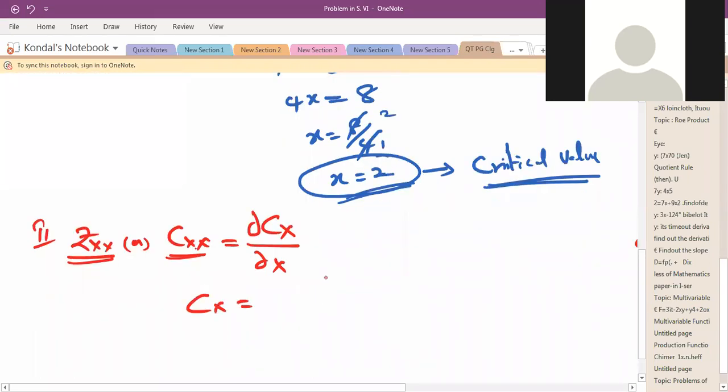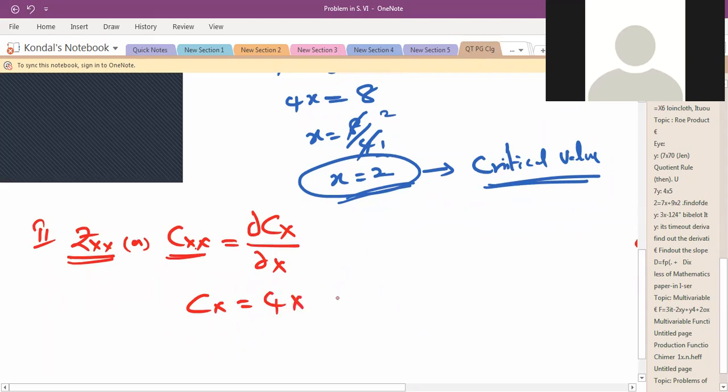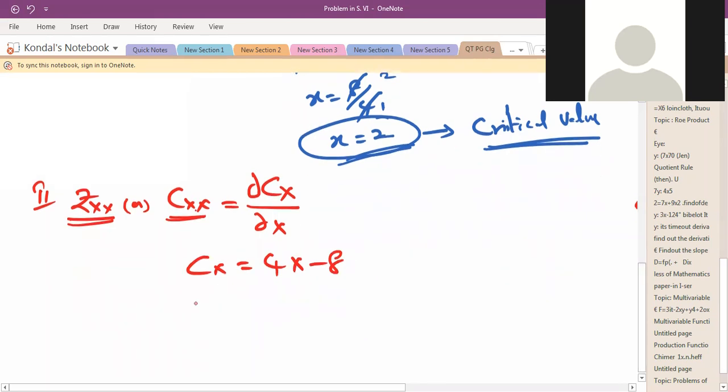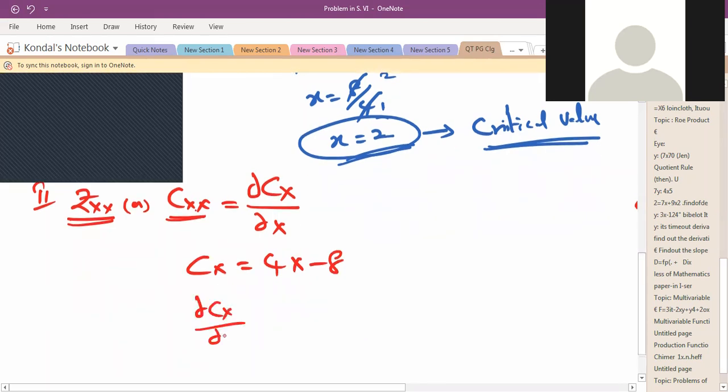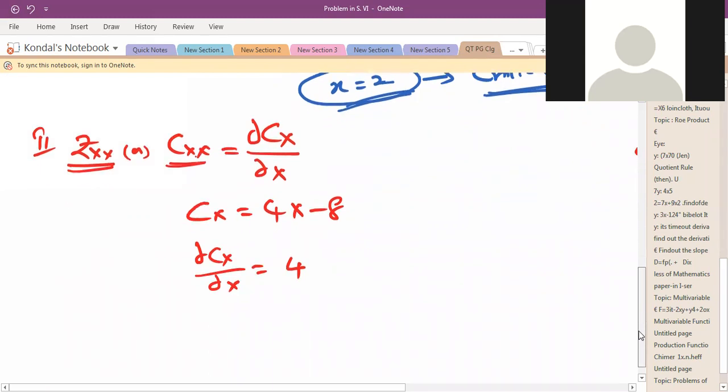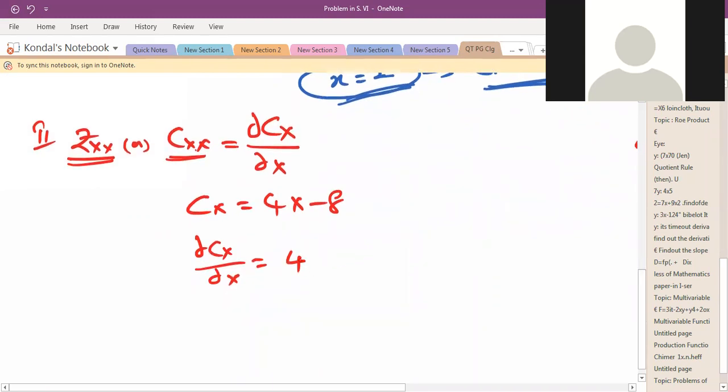What is CX? Here it is 4x minus 8. So we will find dou CX by dou X. How much does it come to? 4.